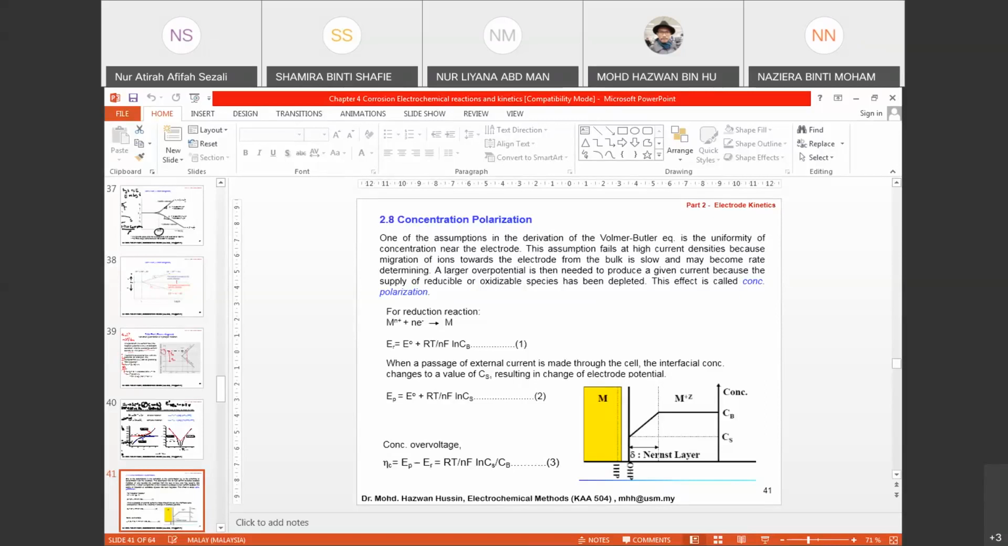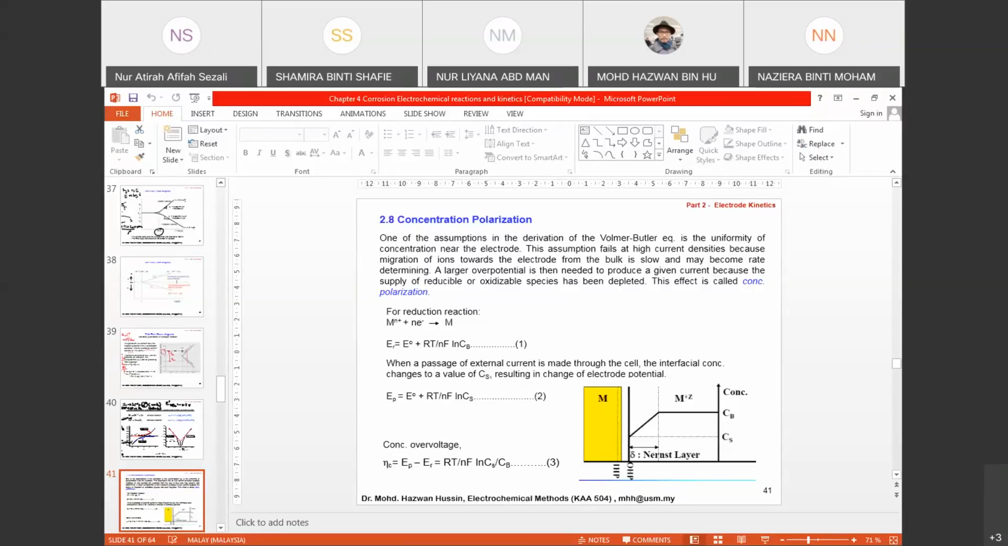So for concentration polarization, one of the assumptions in the derivation of the Butler-Volmer equation is the uniformity of concentration near the electrode. This assumption fails at higher current density because migration of ions towards the electrode from the bulk is slow and may become rate determining. A larger overpotential is then needed to produce a given current because the supply of reducible or oxidizable species has been depleted. This effect is known as concentration polarization.